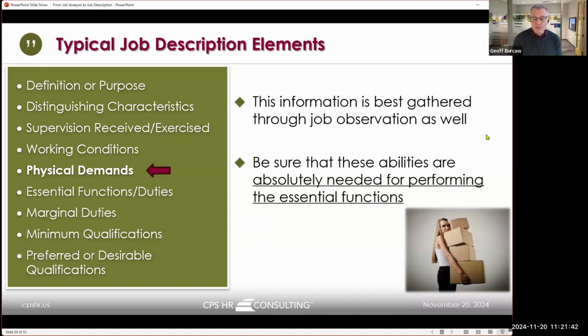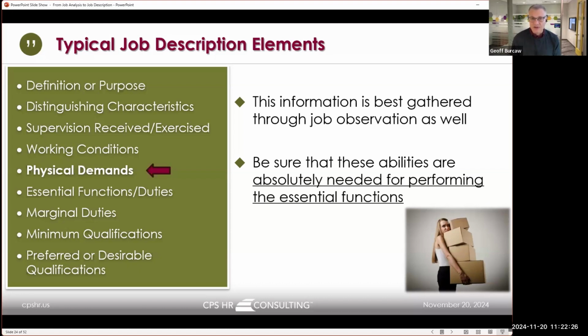I just want to stress that you must gather that information through job observation, so it's absolutely objectively verified. And again, like the working conditions, if you're going to list those in your job description, you want to make sure that those things are absolutely necessary for performing the essential functions of the job. Otherwise, you could be screening people out if they couldn't handle certain physical demands. Well, if it's not needed for performing essential functions, that wouldn't be fair. And then, of course, by linking those physical demands to the essential functions, that's required for ADA purposes.